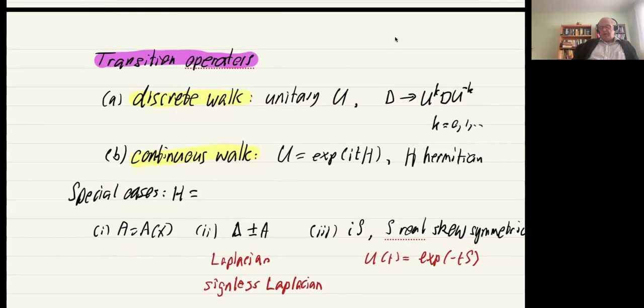The other point is that the complex conjugate of U is equal to U inverse. I generally tend to write things out using inverses rather than complex conjugates, but there it is.